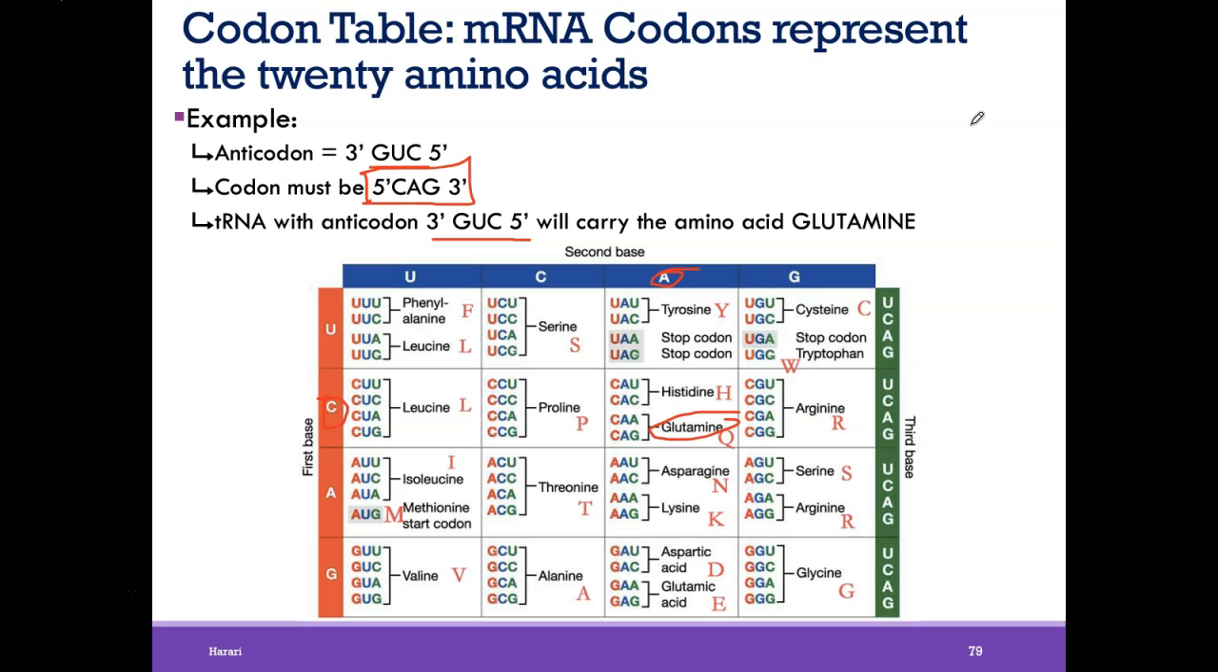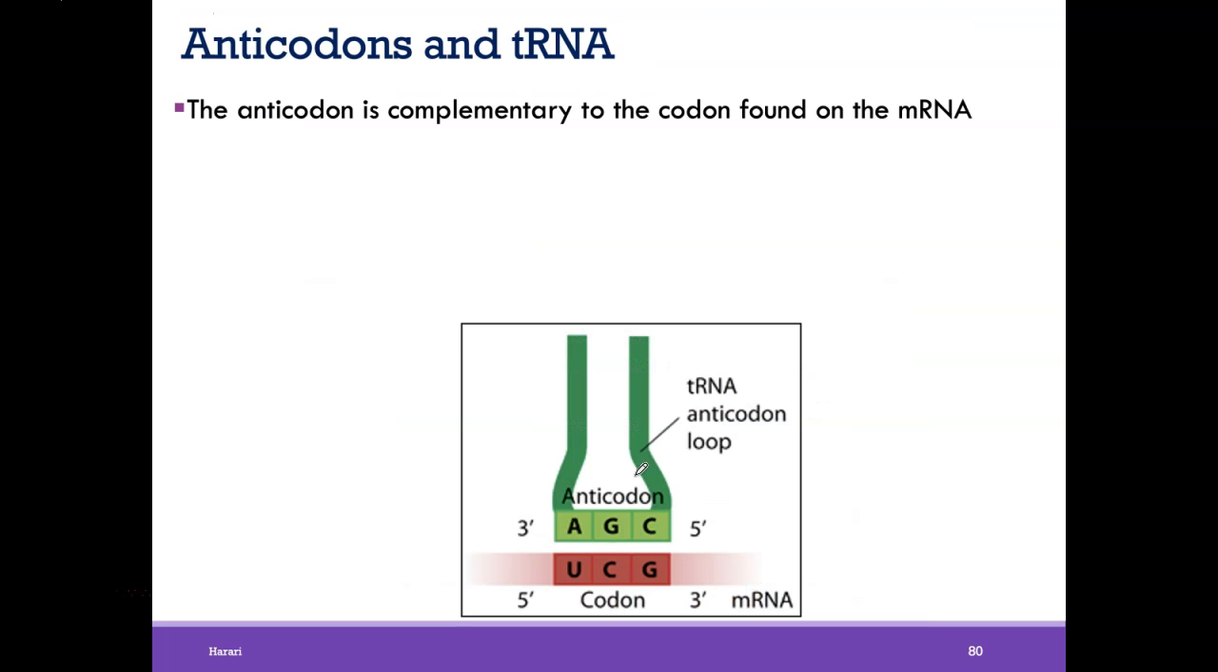For right now, I want you to understand that if the bottom of a tRNA has an anticodon, GUC, it will recognize the codon of mRNA that's CAG. And you could look at a codon table to figure out what amino acid that corresponds to. So we'll talk about this again.